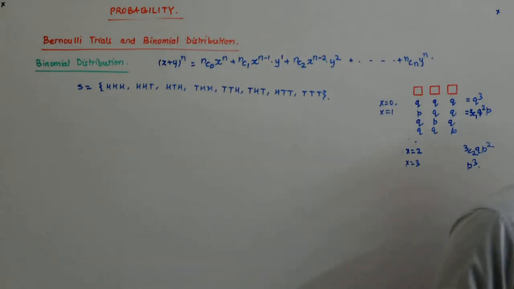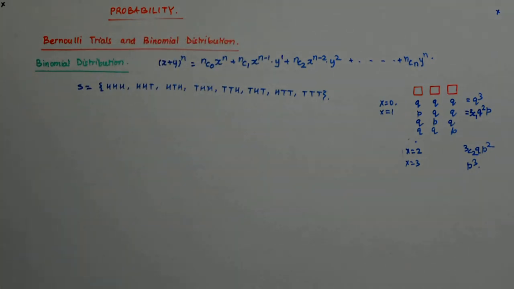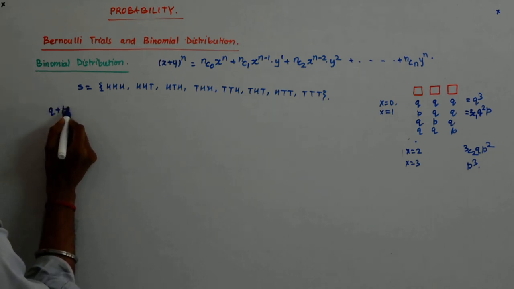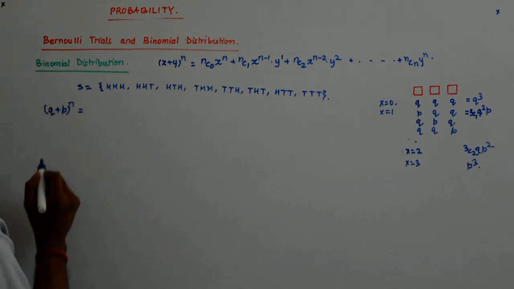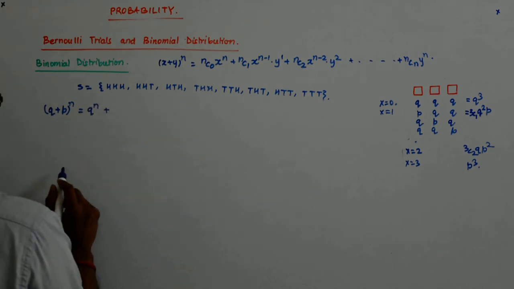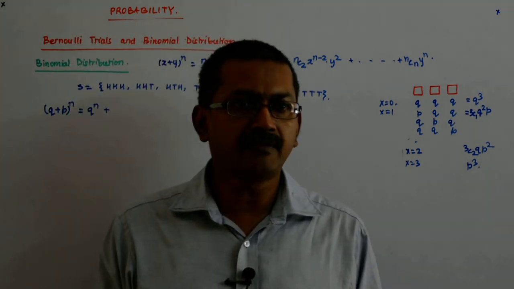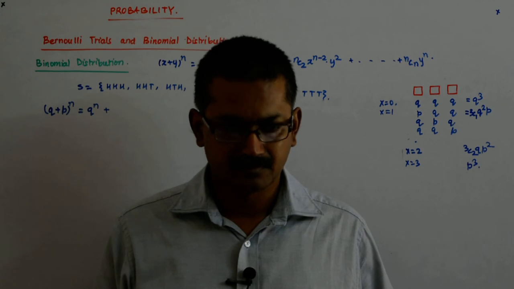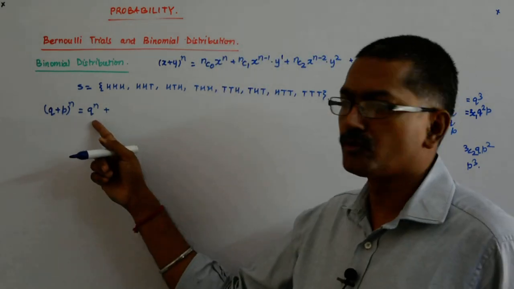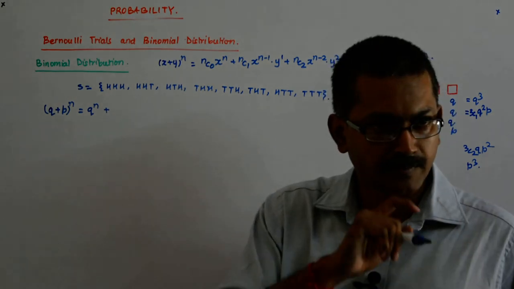Now even if there are n boxes, so now I talk about (q plus p) to the power n. It is q to the power n plus and so on. What happens? Now there are n boxes, that means the experiment will have n number of trials. So all failures, this is no success. It's only one way, all of them having Q.